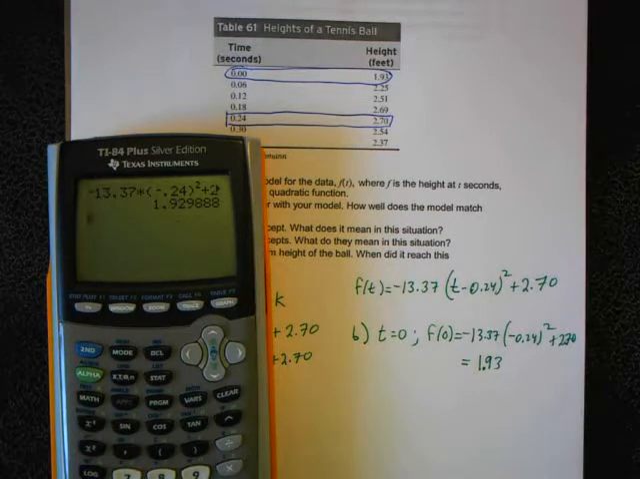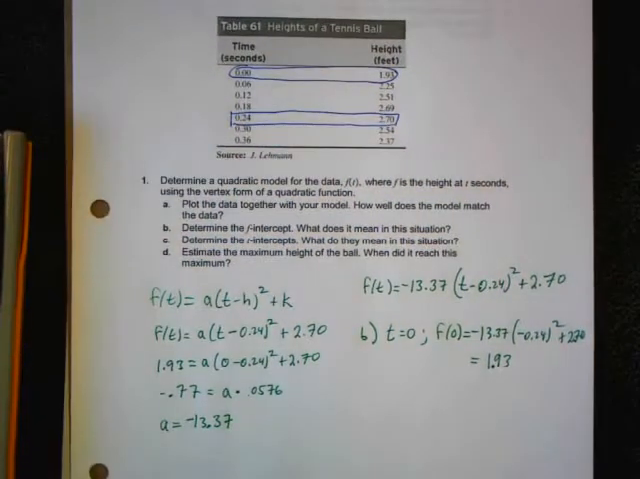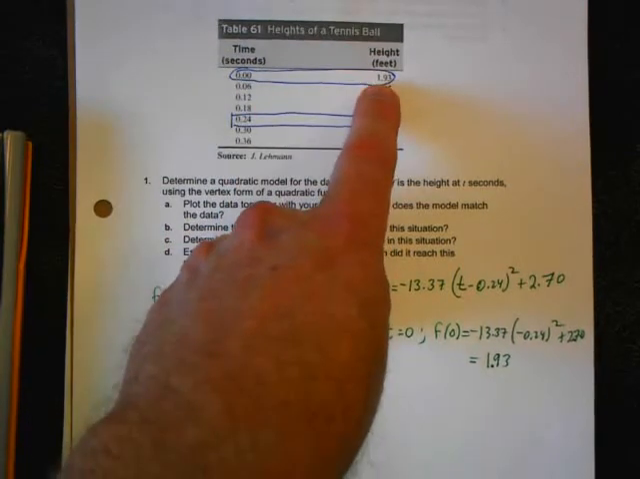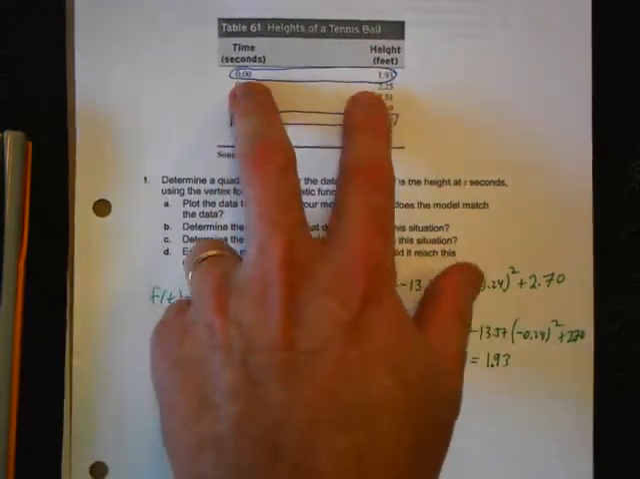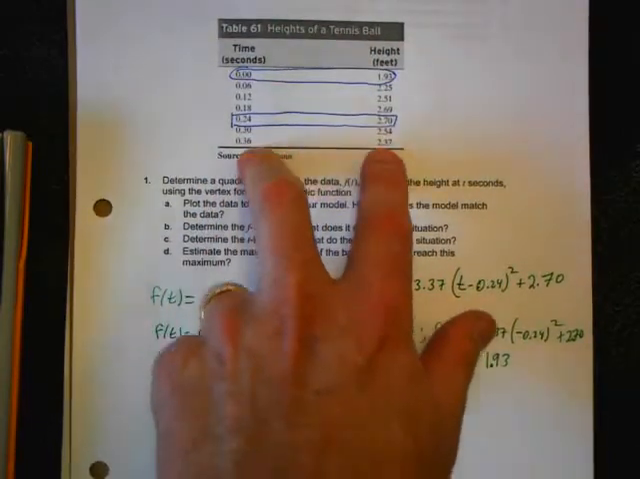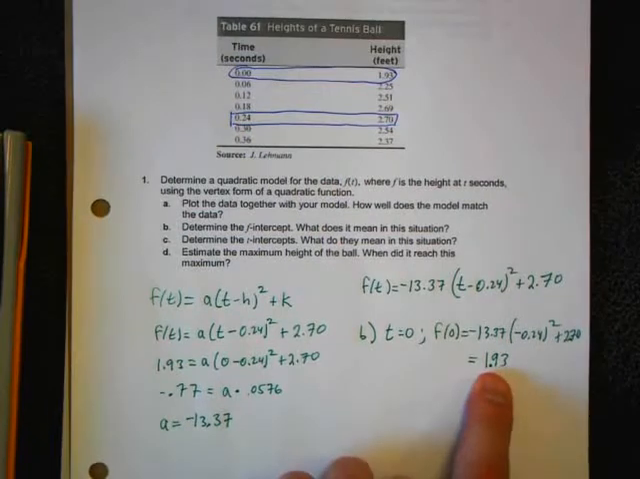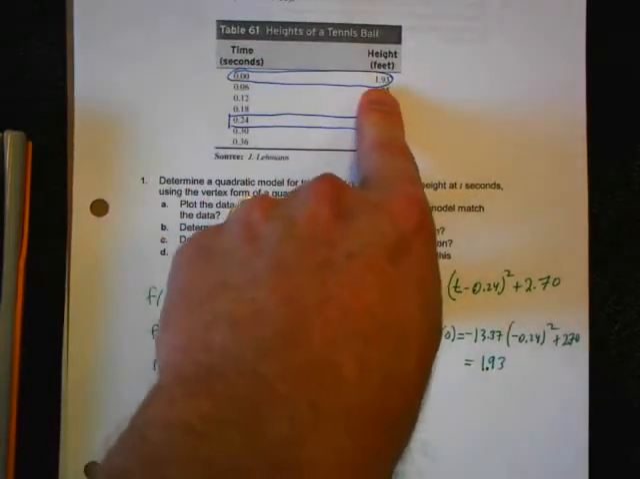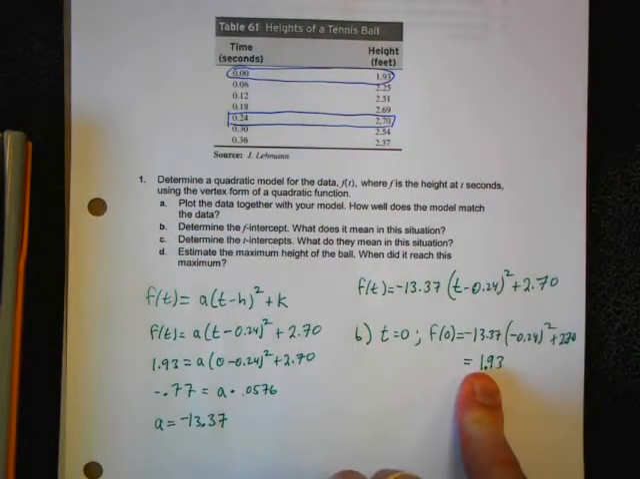Why did I think I should get 1.93? Because the data says for 0 seconds the height is 1.93, and that was exactly one of the points we had used. If I'd used a different point, this number should be close to 1.93, but I wouldn't expect it to be exactly the same. But because we used that point 0, 1.93, I expect to get exactly the 1.93 back again. And I did, rounded off.